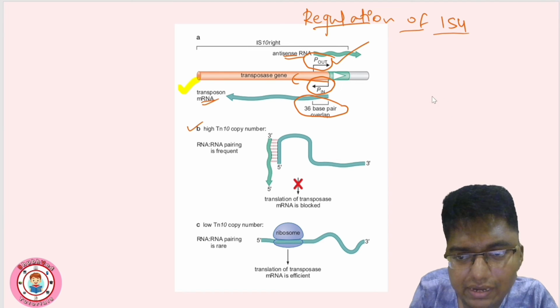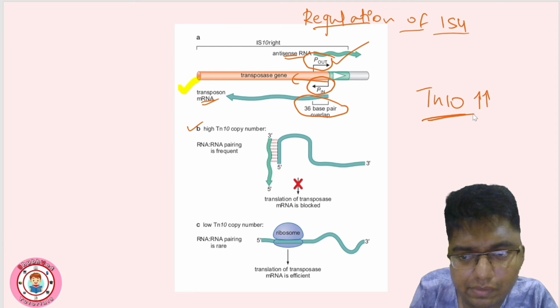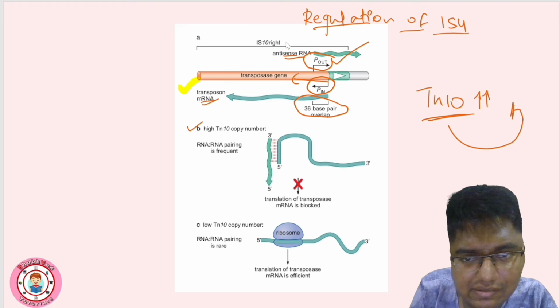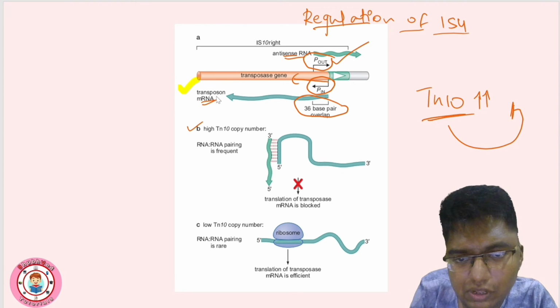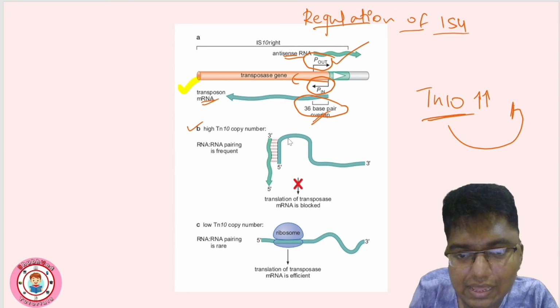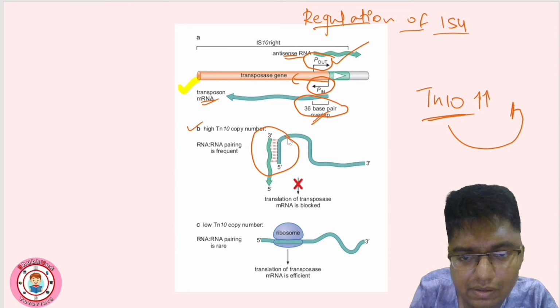When TN10 is produced in high numbers, then what happens? This will stop the production of itself. It will block its own production. How? Here, these are the two RNAs, antisense RNA and transposon RNA. They have a region known as the 36 base pair overlap. That region forms a pairing.